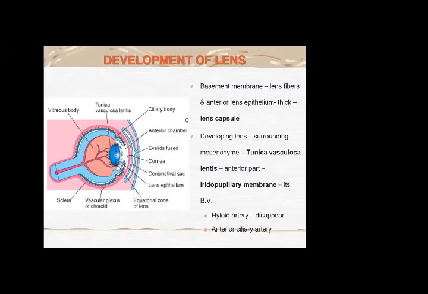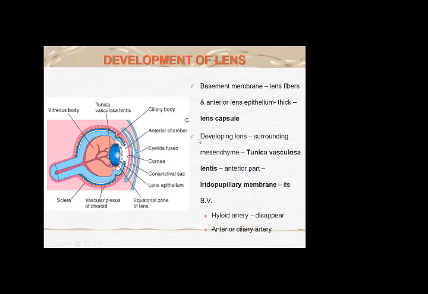Okay. I just told you that the basement membrane of the developing lens was on the outside, and cells were lying on the inside of the basement membrane. This basement membrane gets thickened. This thickened basement membrane all around is called the lens capsule. The lens capsule is simply a development of the basement membrane that surrounds the developing lens.